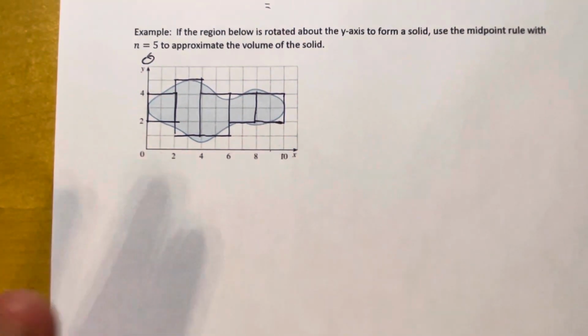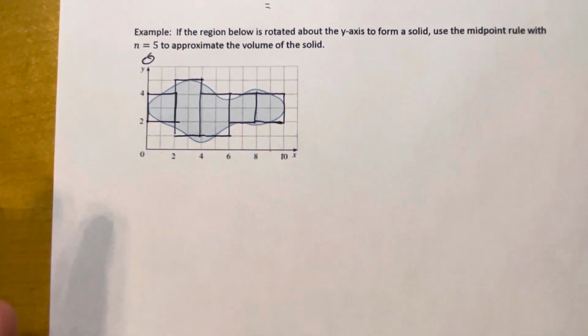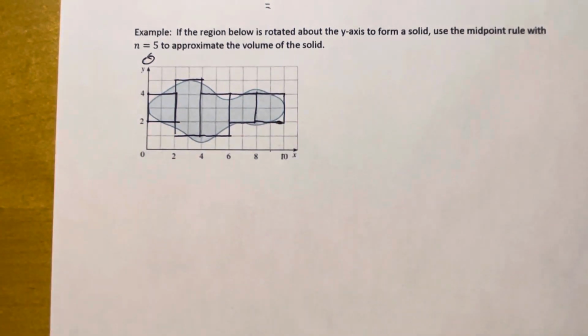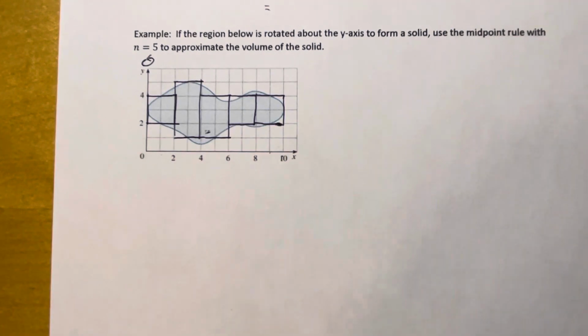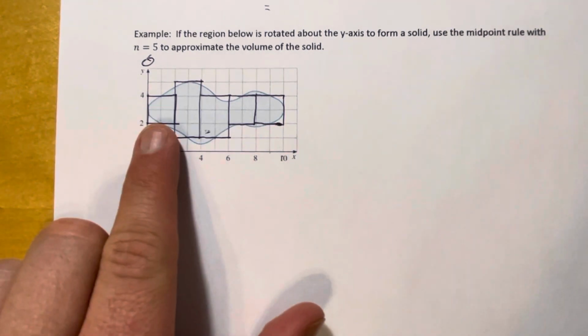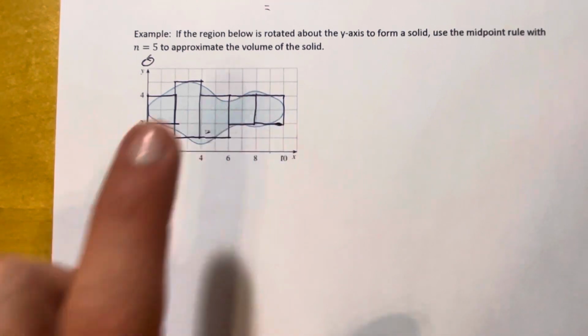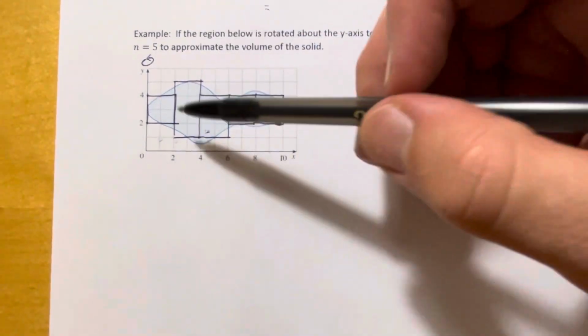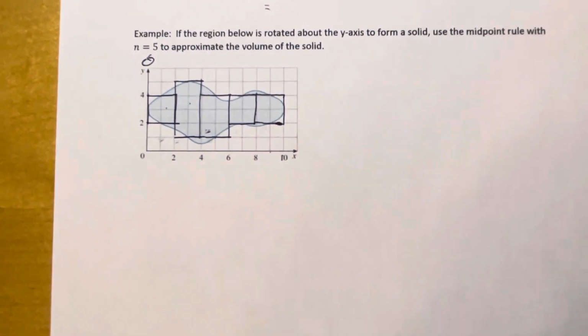Now, if all I was looking for was the area of this region, then my approximation using the midpoint rule would just be the sum of the areas of these rectangles. But that's not what we're doing. We're not just looking for the area of that region. I want the volume of the solid obtained by rotating this region about the y-axis. And for that purpose, we're going to think of each one of these rectangles as being rotated around the y-axis to produce one of those cylindrical shells. And what I want to do is add the volume of each of these 5 shells to get my approximation.